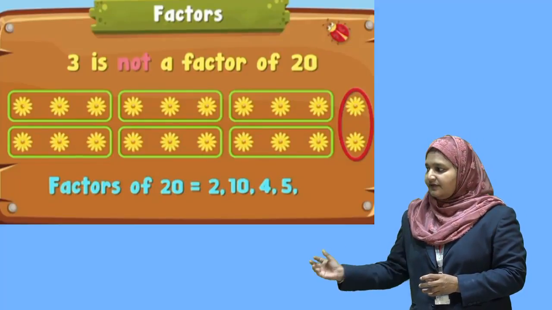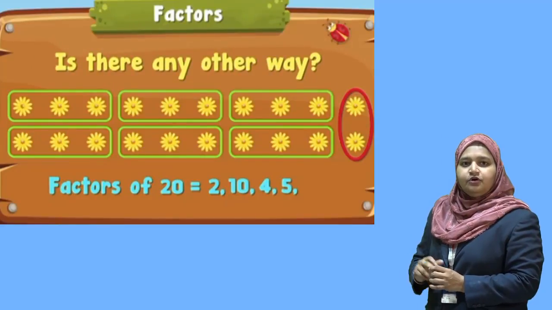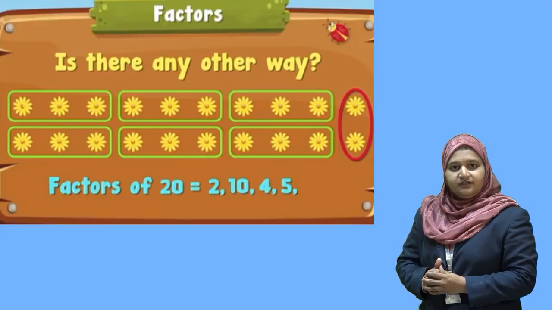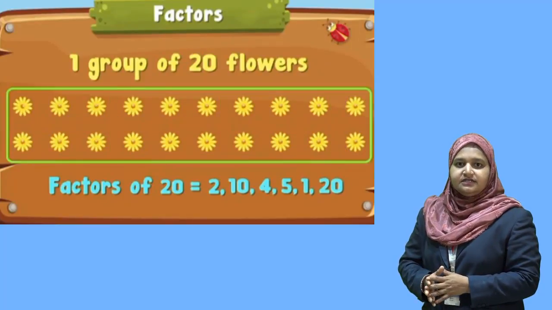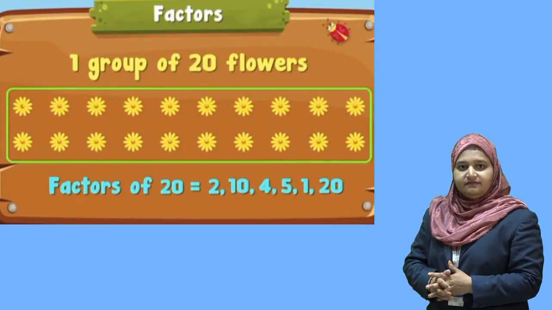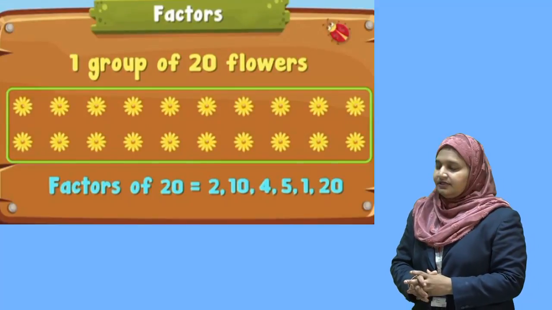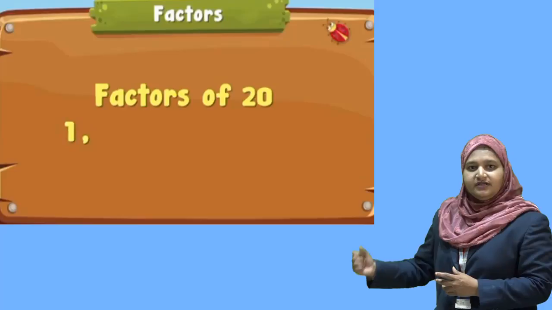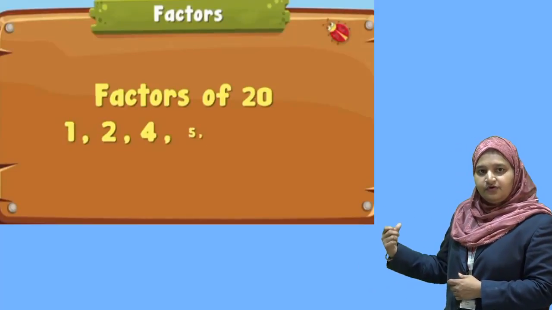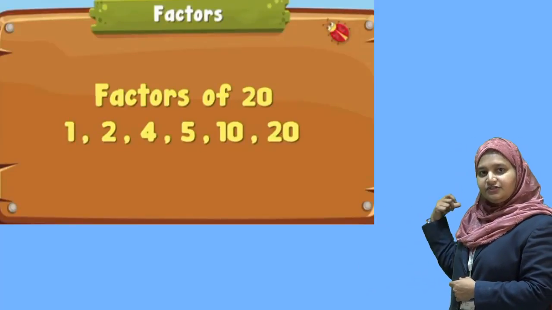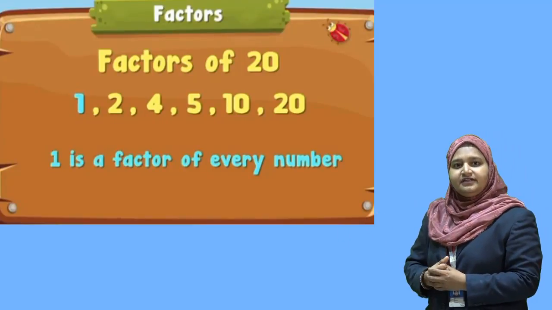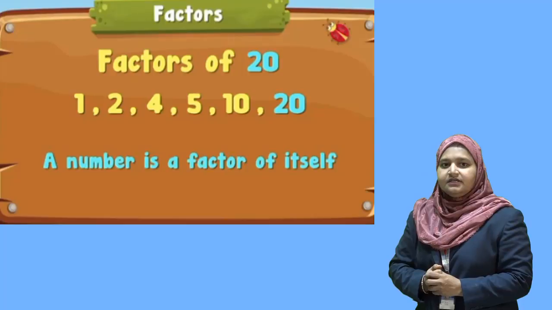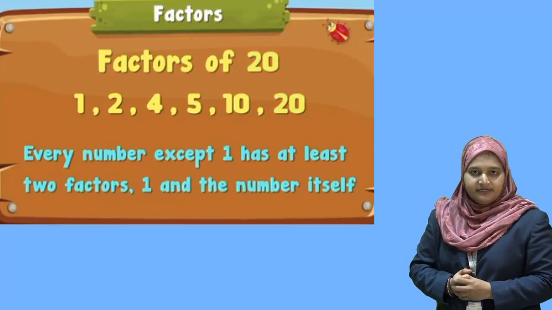Hence, one more way we can divide. We can put all the 20 flowers in one group, without leaving any remainder. So 20 and 1 are also factors of 20. Hence, what are the factors of 20? 1, 2, 4, 5, 10 and 20. These are the factors of 20 which divide 20 exactly without leaving any remainder.